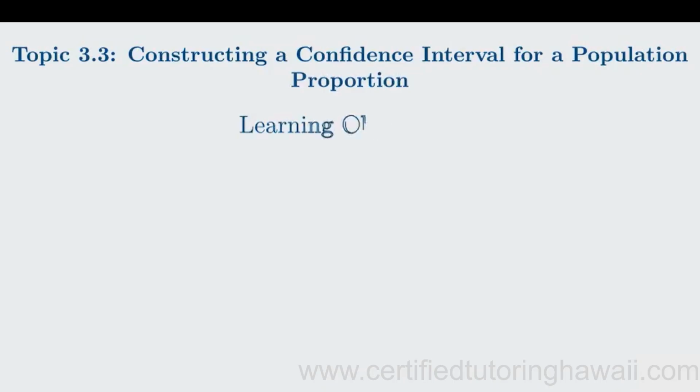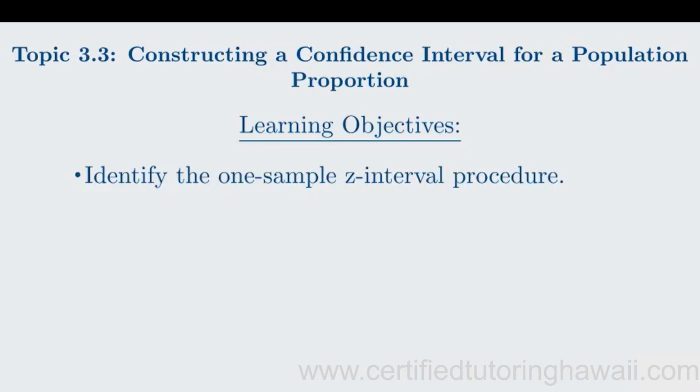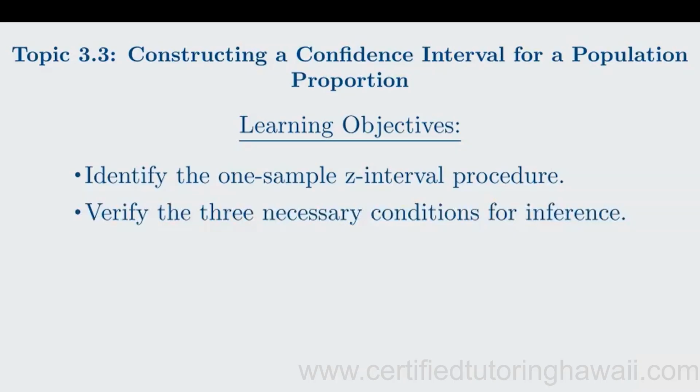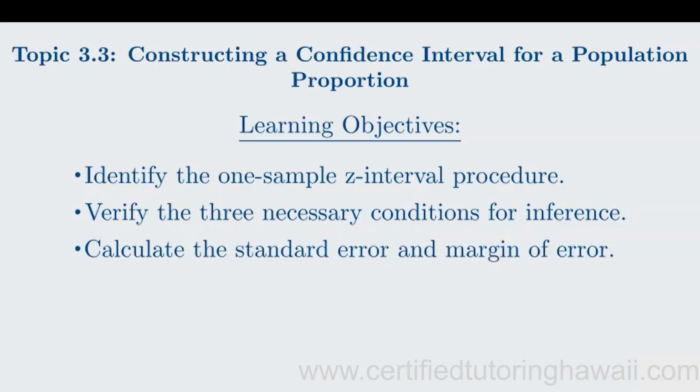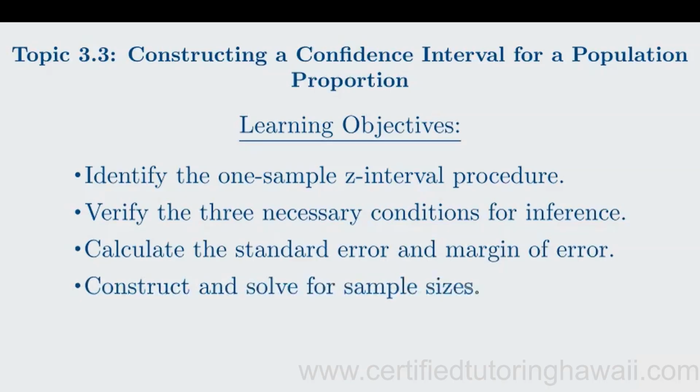Welcome to this lesson on AP Statistics. Today, we are diving into Topic 3.3, Constructing a Confidence Interval for a Population Proportion. By the end of this video, you will be able to identify the correct procedure for estimating a population proportion, verify if the data meets the requirements for this procedure, and perform the actual calculations to create an interval. We will also look at how to determine how large a sample needs to be to reach a specific level of precision. Let's start with the big idea.